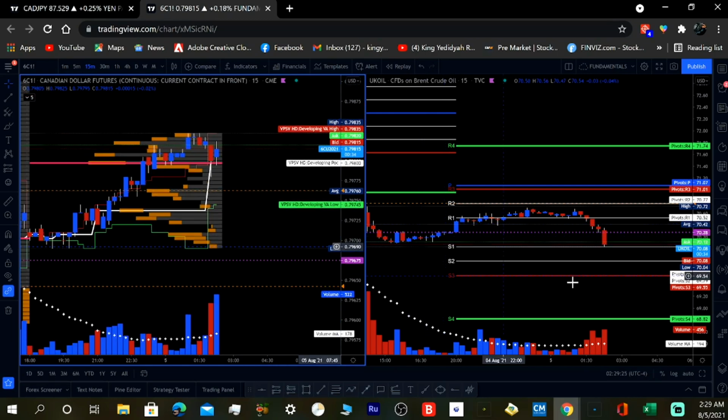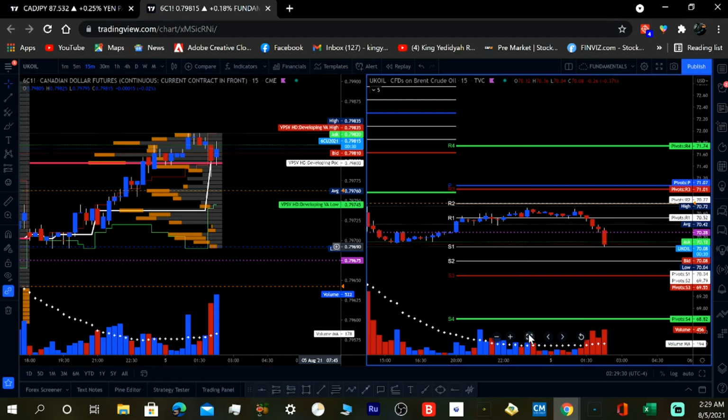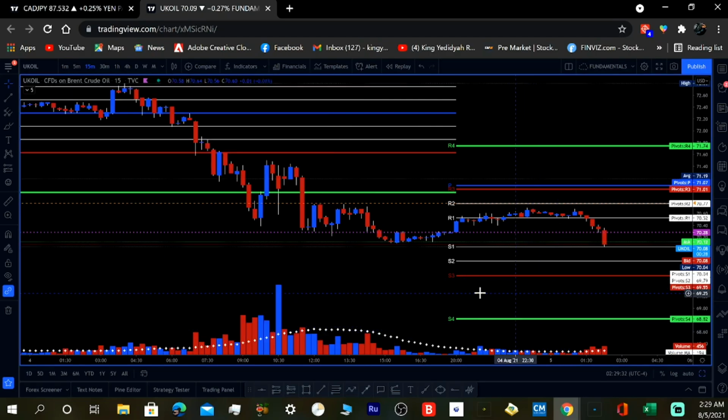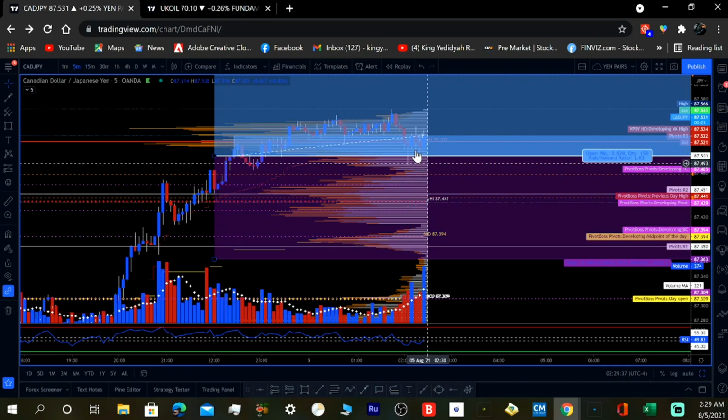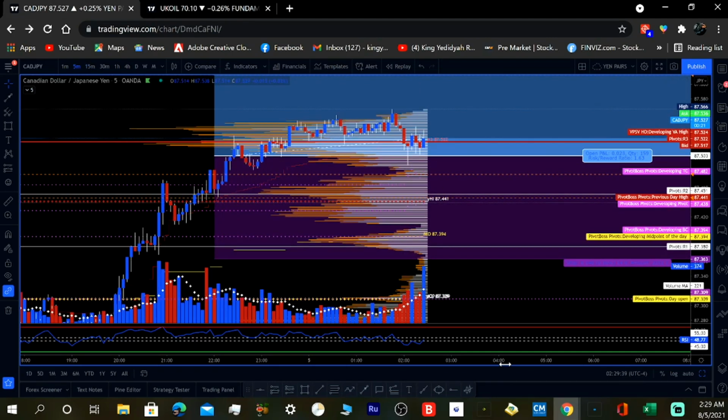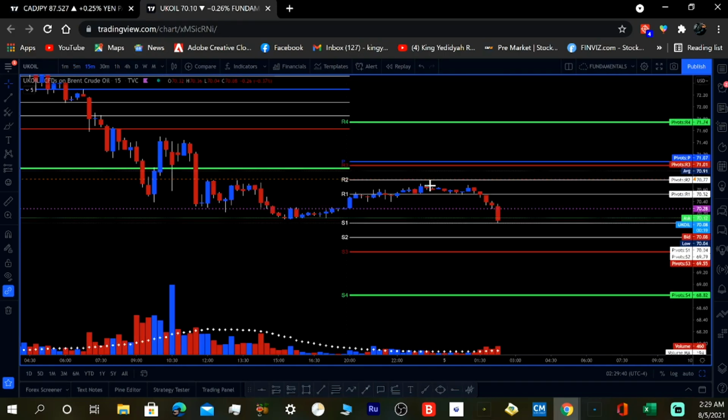And I think this is the problem here. You see the oil price right now. I think that's the problem with this CADJPY trade, right? That's why we're getting this fight right here. Because if you look at the UK oil price, that's Brent crude oil, we got this push down right here.